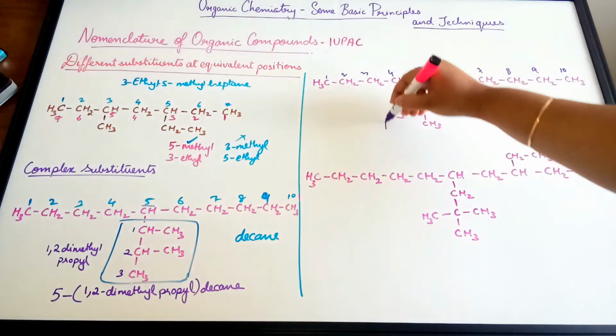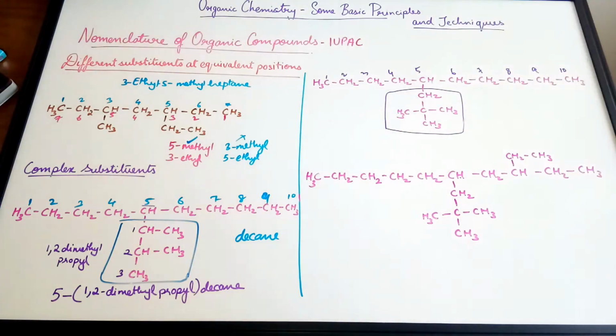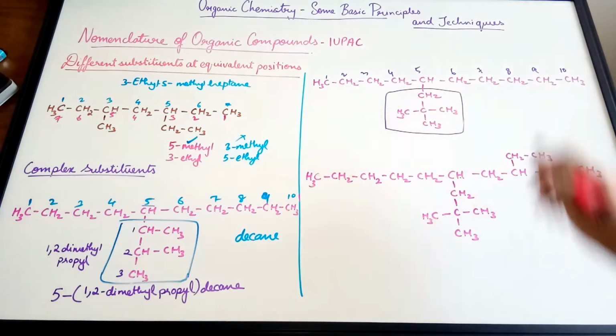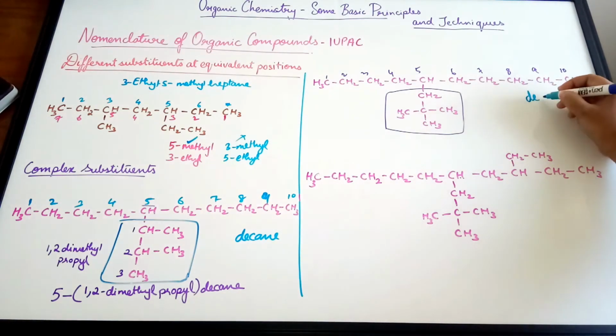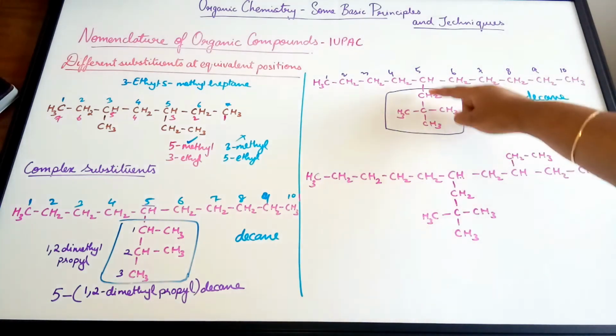Now the substituent is attached to the fifth carbon atom and this is the substituent. Now since again this carbon chain is 10 carbon atoms long, the name of this chain would be decane. Now we need to name this substituent.